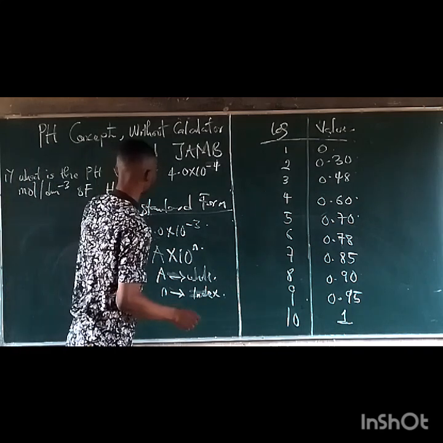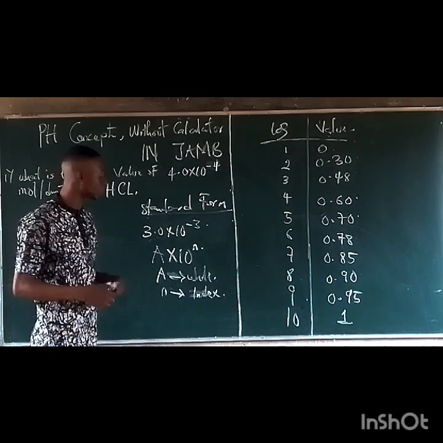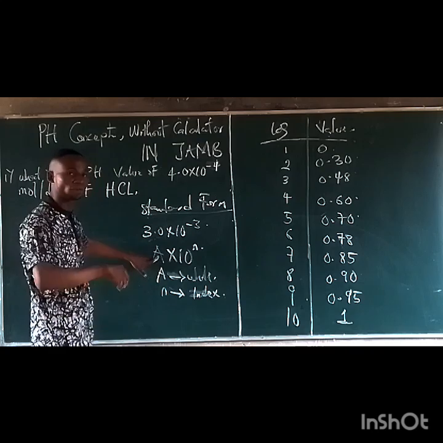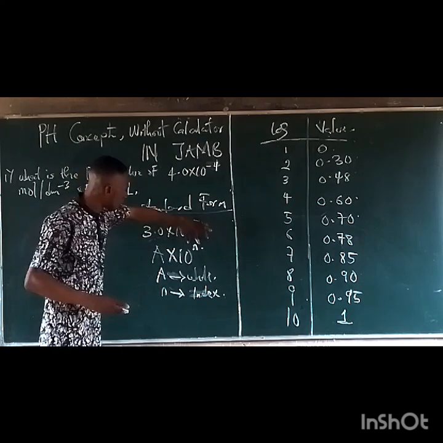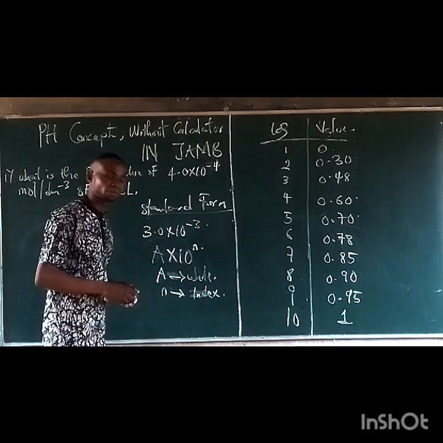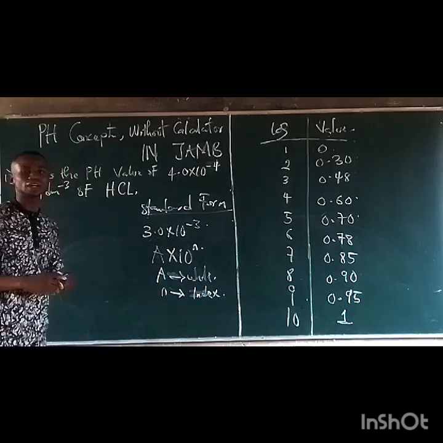We need to take note of this. I'm using this to explain something because of the formula that I'm going to get now. So this is A in standard form, and the power, that is N, is the index form. Definitely from standard form, we can do a lot of things under this topic.